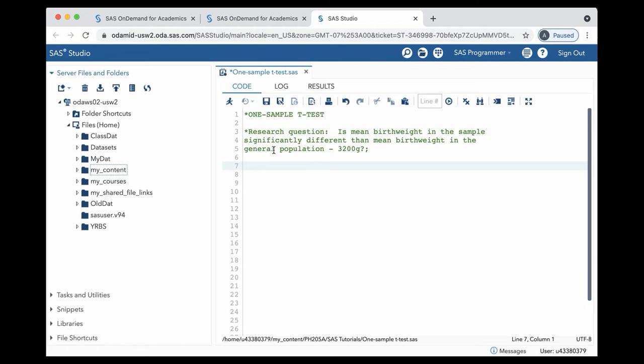Our research question is: is mean birth weight in the sample significantly different than mean birth weight in the general population? And we are given the mean birth weight in the general population. It is 3,200 grams. So we want to know if the mean birth weight in our sample is different than 3,200 grams. And that is an appropriate question for a one-sample t-test.